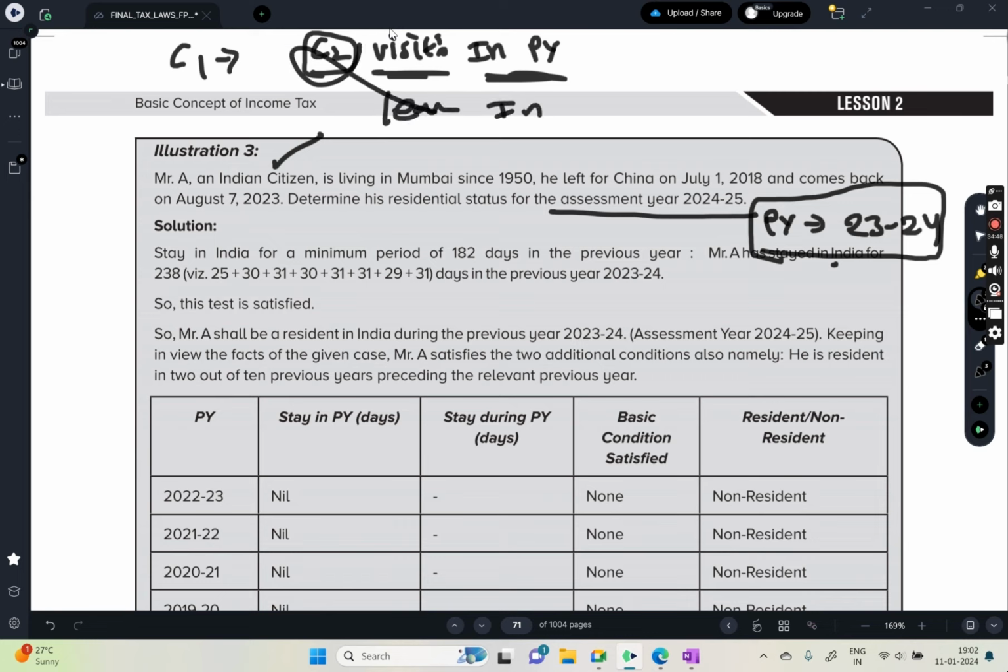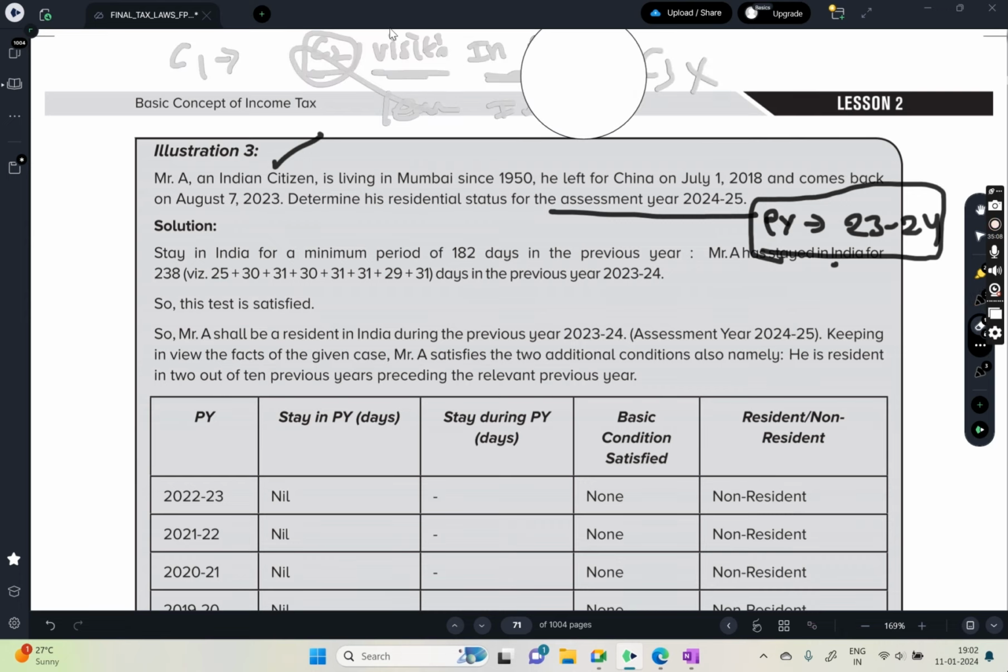That means condition 2 is not satisfied. All conditions need to be satisfied, right? So condition 3 we don't need to check, because if any one of the conditions is not satisfied, then special provisions are not applicable. Then come to the basic provisions.